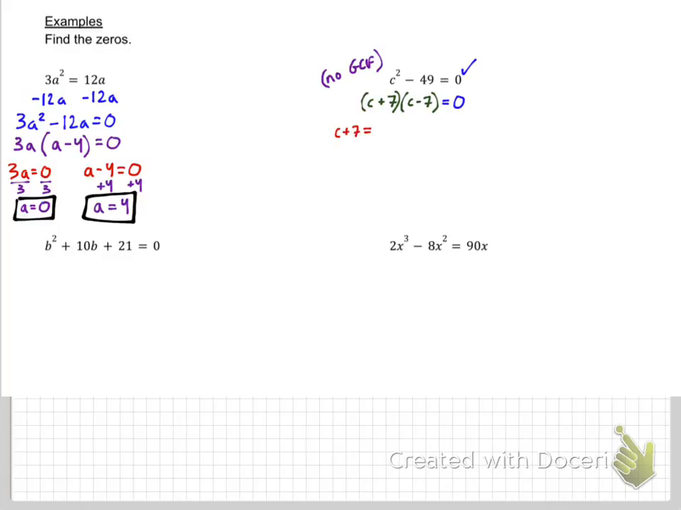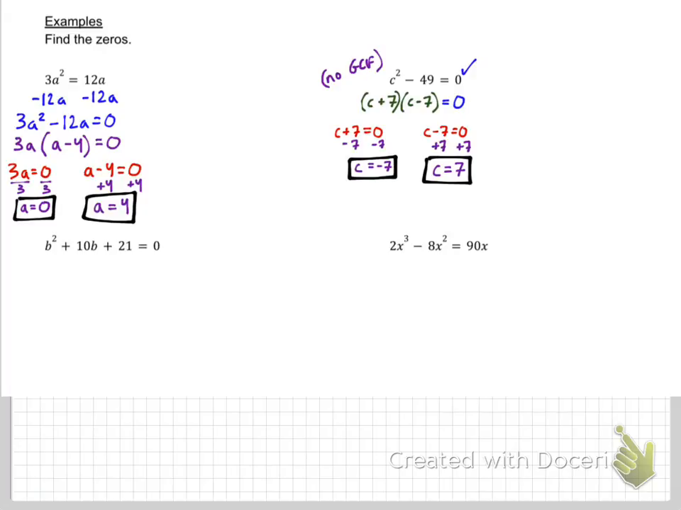Well, anyway, moving on, we set each of these equal to 0, so C plus 7 equals 0, and C minus 7 equals 0. And once we solve it, C equals negative 7, and C equals positive 7. Those are our 2 solutions, and if you do want to try plugging them in, you can. Negative 7 squared is 49, 49 minus 49 is 0, and positive 7 squared is 49, 49 minus 49 is 0, so it checks out both ways.